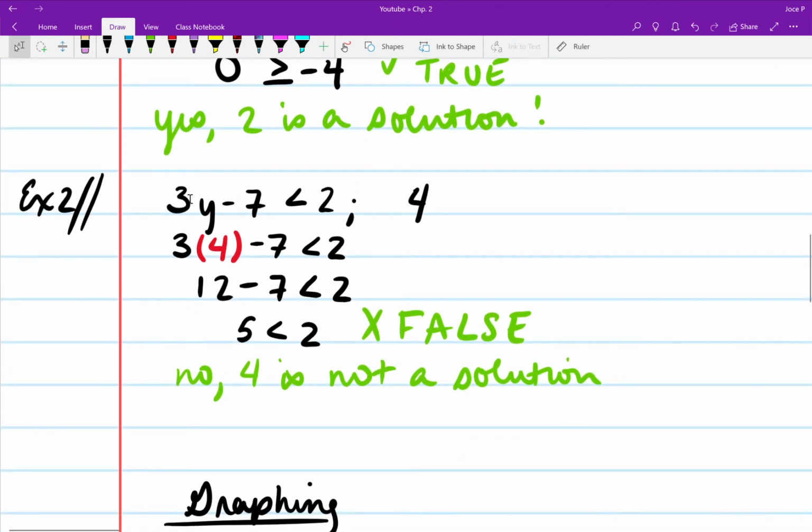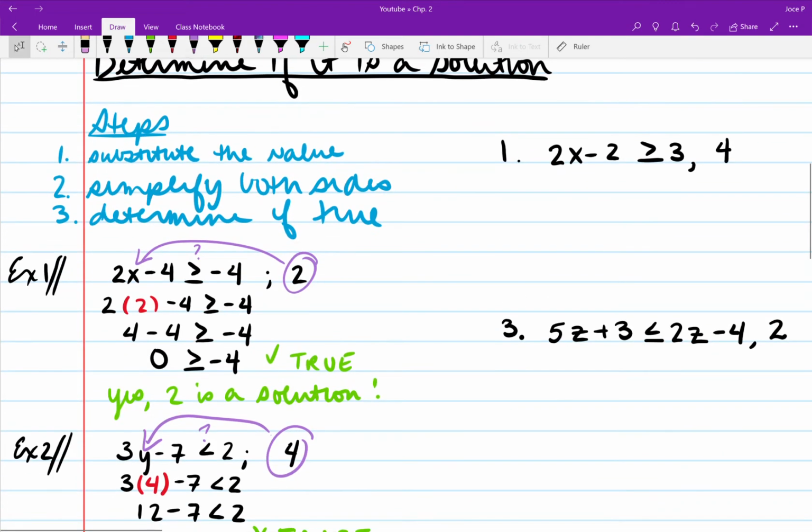Next one. We're going to substitute in 4 for y. So 3 times 4 minus 7. Is it less than 2? 12 minus 7 equals 5. Is 5 less than 2? No, this is false. So therefore, 4 is not a solution. 5 is not less than 2. Let's give this a shot.